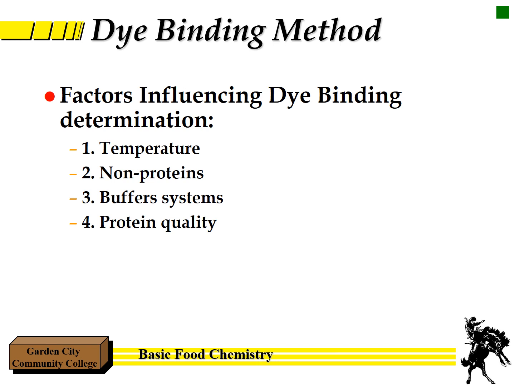Some factors that influence dye binding determination: number 1, the temperature. Number 2, you're also going to have some non-proteins that are there if they have some nitrogen capabilities. Then there's what buffer is used, and also the protein quality. If it's a good quality protein, it's going to be better for the dye binding method. Low quality protein, not as good.